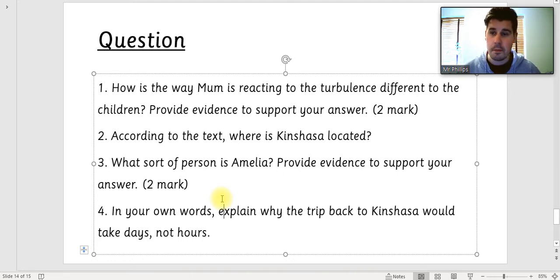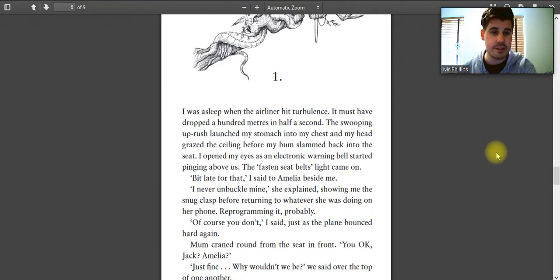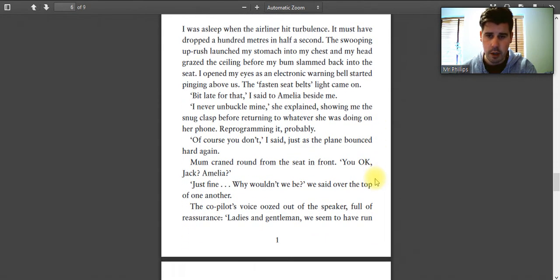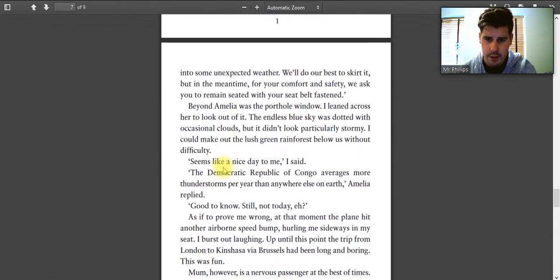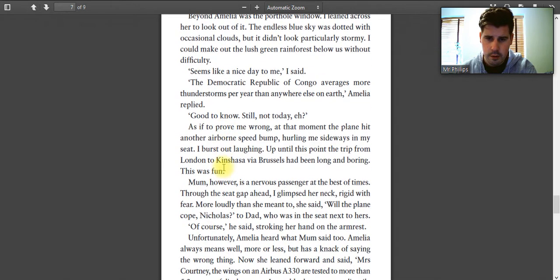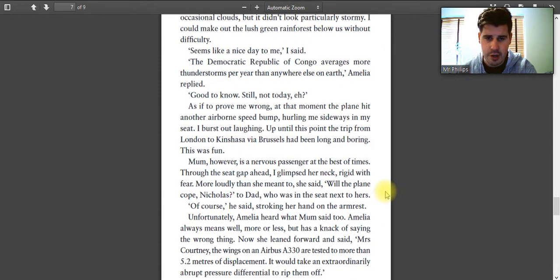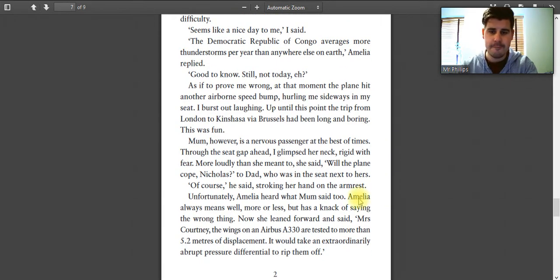Okay, here we go. How is the way Mum is reacting to the turbulence different to the children? Provide evidence to support your answer. Right, so the first thing I do is go right back to the text. How is Mum reacting? Well, there's not much to describe how Mum is reacting there. So we're going to keep skimming and scanning. Oh, there we go. Mum, however, is a nervous passenger at the best of times. Through the seat gap ahead, I glimpse her neck, rigid with fear.